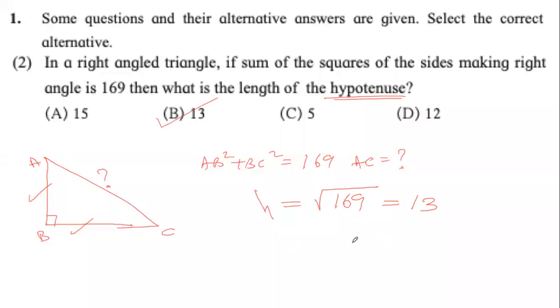And the way you will write the correct answer is B, 13. This is how you will write. You will not put a tick mark. You will not write just B. You will not write just 13. You will write B, 13.